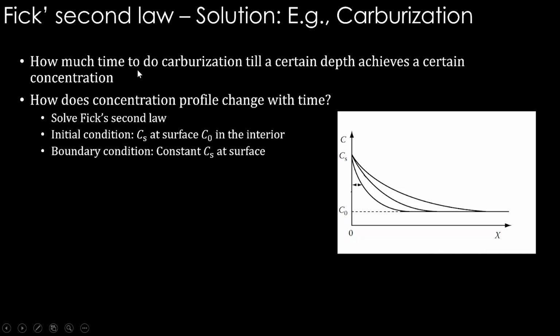So if this carburization happens in the industry, the time for which carburization has to be done is an important question to ask, because that is going to affect the productivity, the distance to which carbon diffuses, so that enough carbon is present at a certain depth to achieve a certain hardness. So this is a very important question to answer, and Fick's laws can directly give us the answer. By solving Fick's laws, we can get that. So how much time to do carburization till a certain depth achieves a certain concentration of carbon? That's the question.